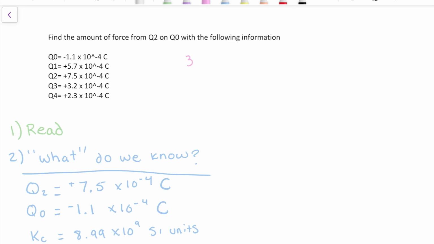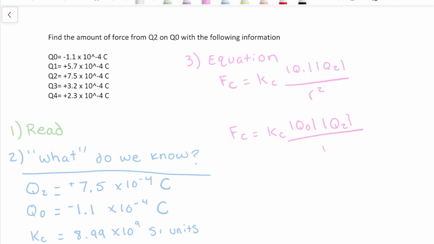And now we can start the third step, which is identifying the correct equation to use. So for this problem, we can use the equation that states F_c is equal to the K constant times the absolute value of Q1 times the absolute value of Q2 over r squared. However, we want to find the force between charges Q0 and Q2. This is why we will use the equation F_c equals the K constant times the absolute value of Q0 times the absolute value of Q2 over r squared.